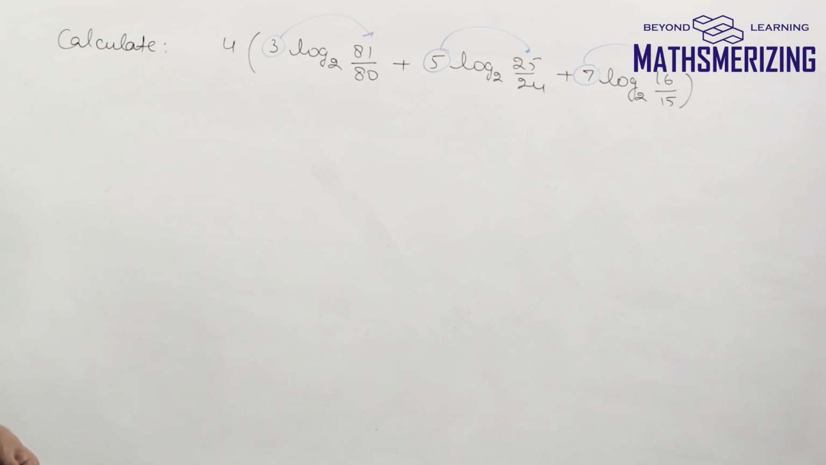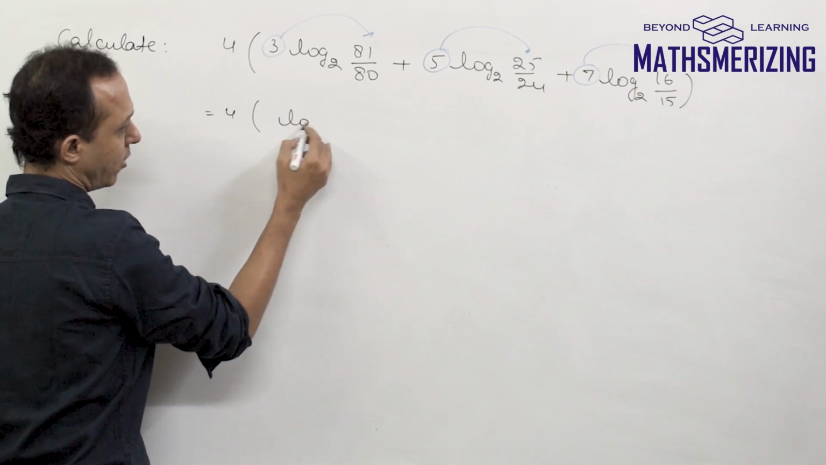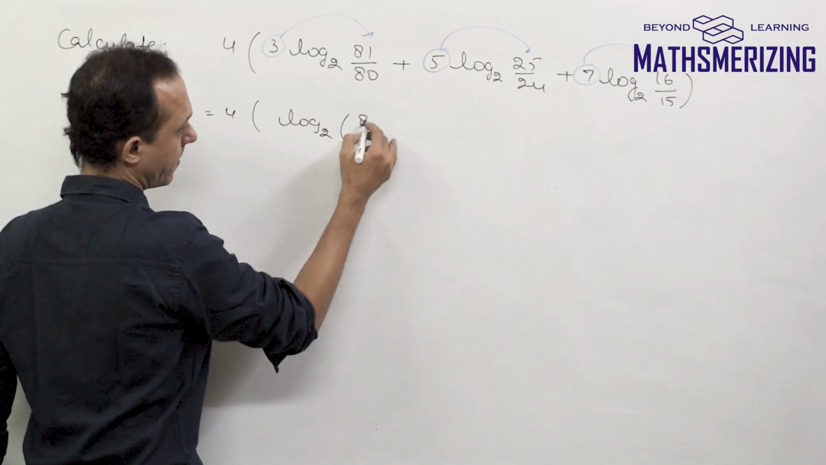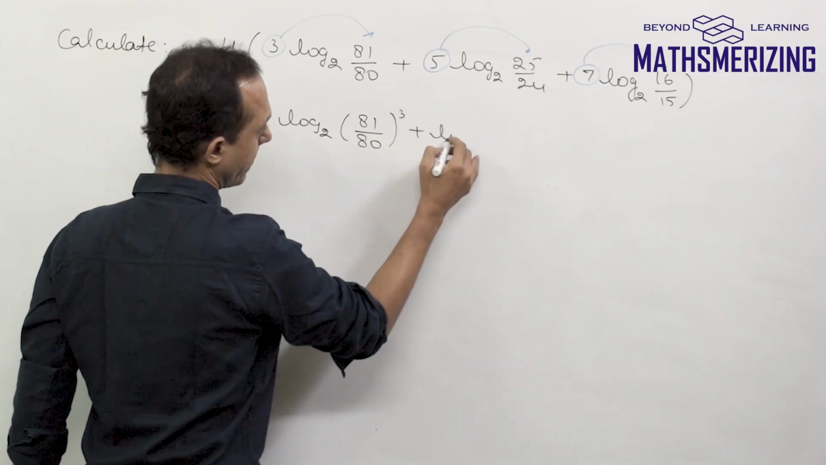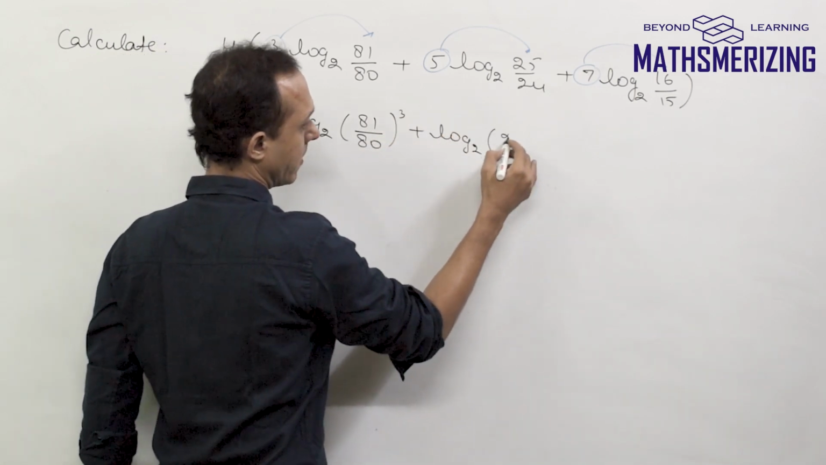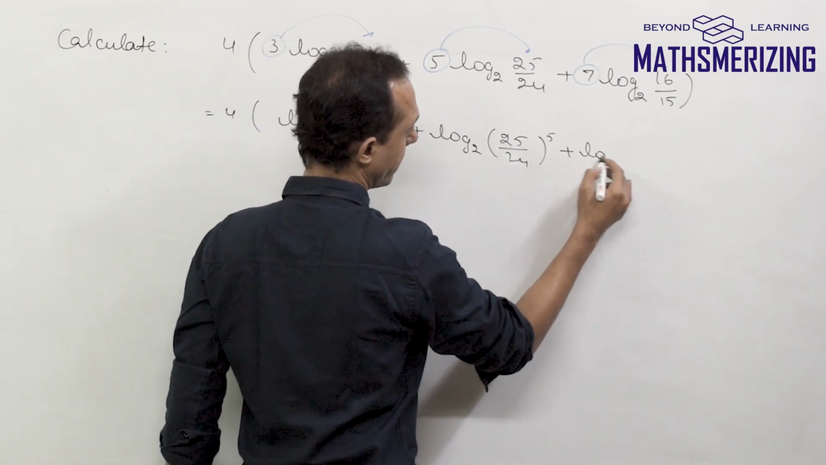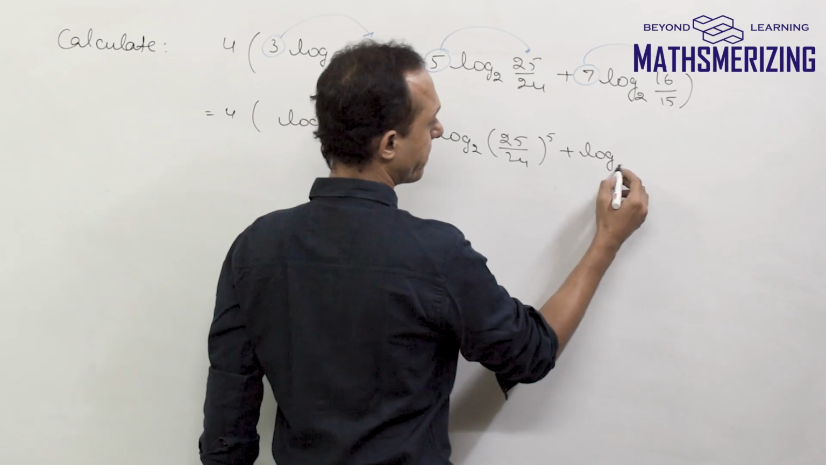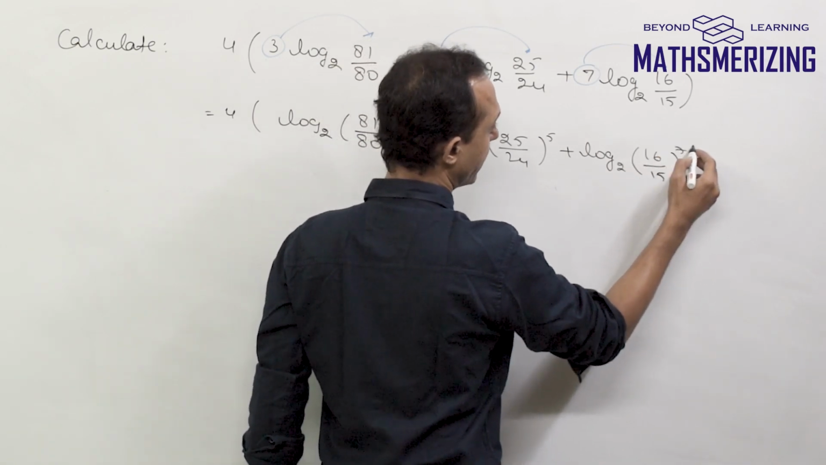So I can express it as 4 into log 81 upon 80 to the power 3, log 25 upon 24 to the power 5, plus log 16 upon 15 to the power 7.